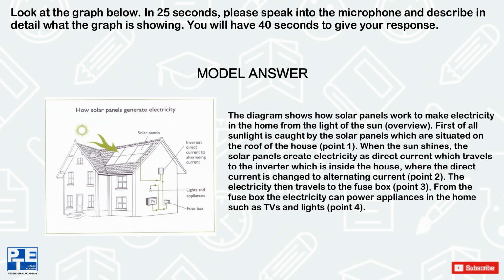is inside the house, where the direct current is changed to alternating current. The electricity then travels to the fuse box. From the fuse box, the electricity can power appliances in the home such as TVs and lights.